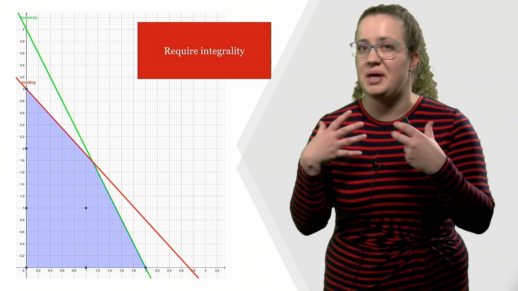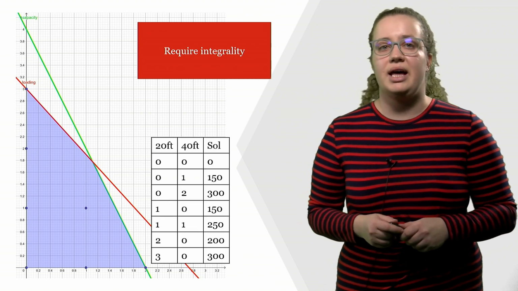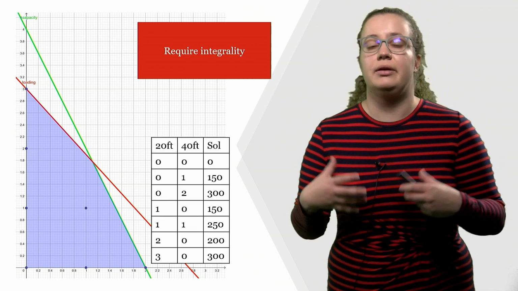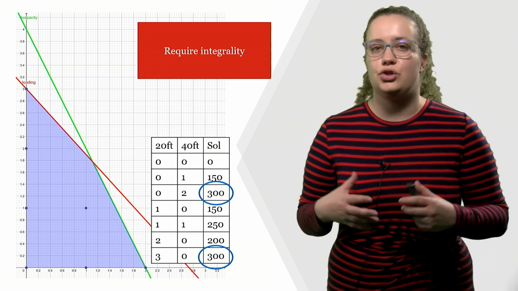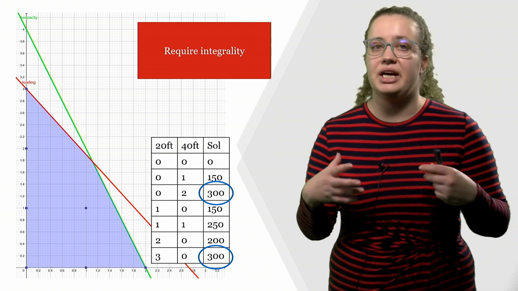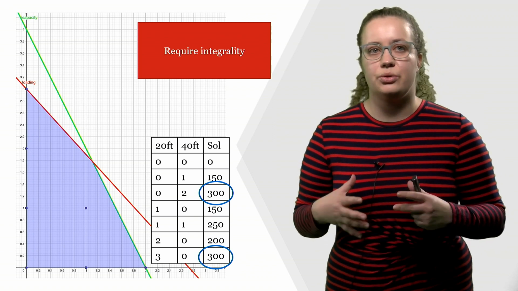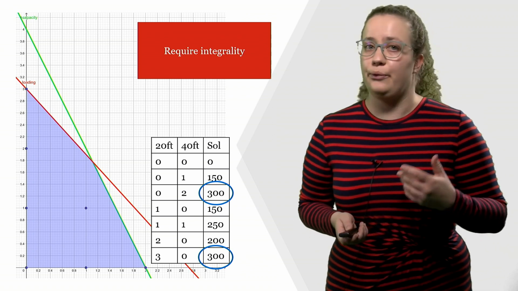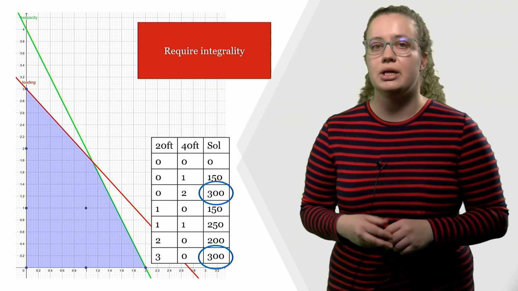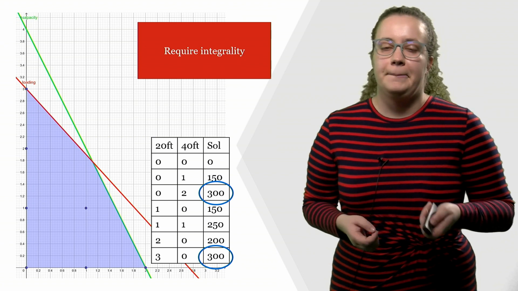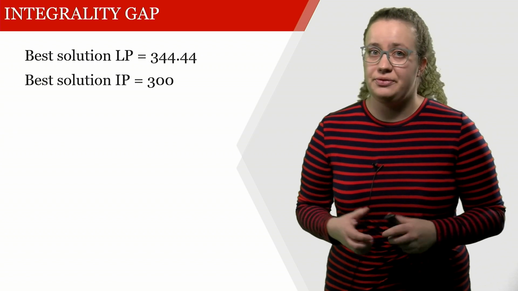So now, since we have a relatively small example, we can just have a table. This table has the 20 and the 40-foot container number and gives us the solution value. And what we see here is that we have two solutions where we obtain a revenue of 300, while all others obtain a revenue that is lower. So either we ship two 40-foot containers or we ship three 20-foot containers, but we actually do not mix. So now we know the best solution of the integer program.